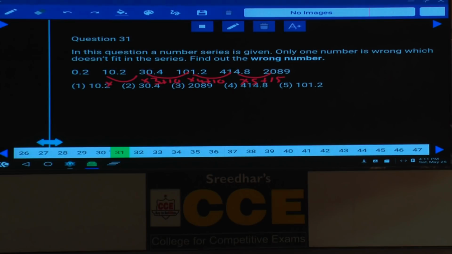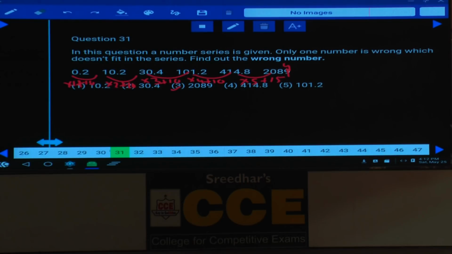Now this is into 2. 10.2 into 2 is 20.4, plus 10 gives 30.4. Into 2 plus 10, into 3 plus 10, into 4 plus 10. Now here it is into 1 plus 10, into 2 plus 10, into 3 plus 10, into 4 plus 10, finally into 5 plus 10. Hence the number must be 5 less, that means it must be 2084. In the place of 2084, he has given 2089, hence choice 3 is the wrong one.